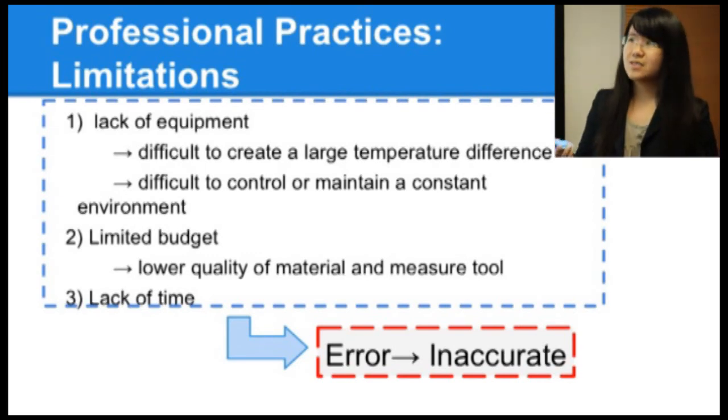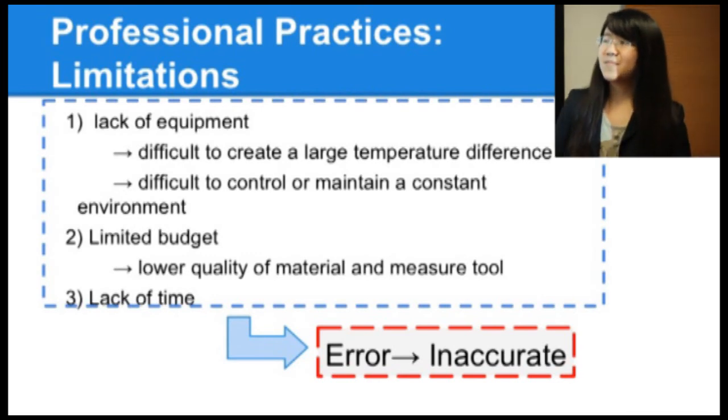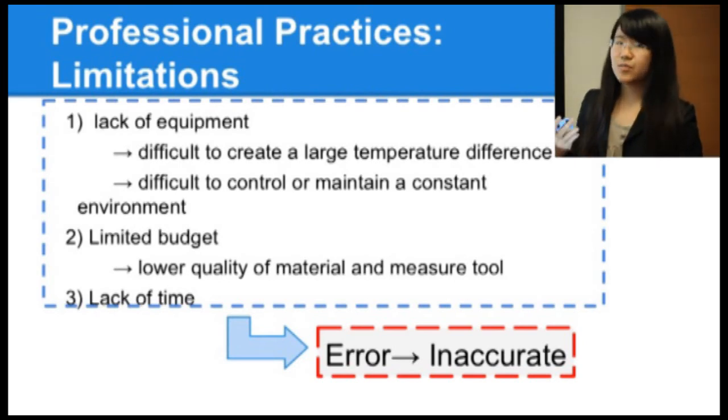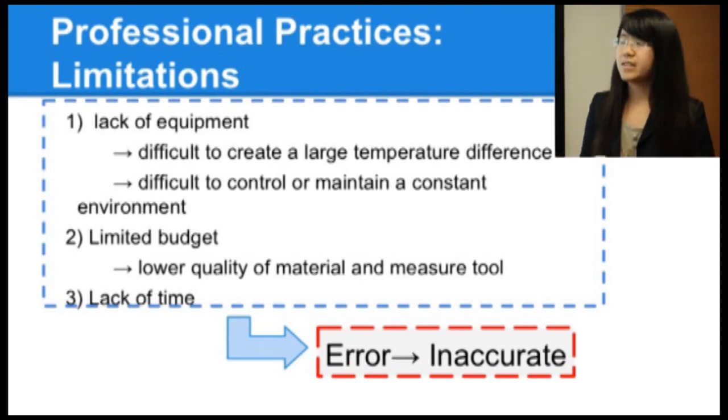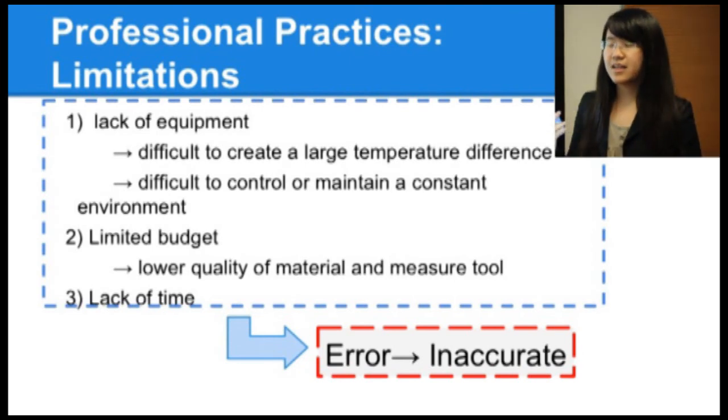For the lack of equipment, it's difficult for us to create a large temperature difference in different experimental settings, and this will lead to less obvious results in the small-scale experiments. It's also difficult to control or maintain a constant environment, as in larger-scale experiments a large amount of energy is involved. If we use smaller-scale experiments, it's difficult to control the heat loss, so the errors of the result will be larger.